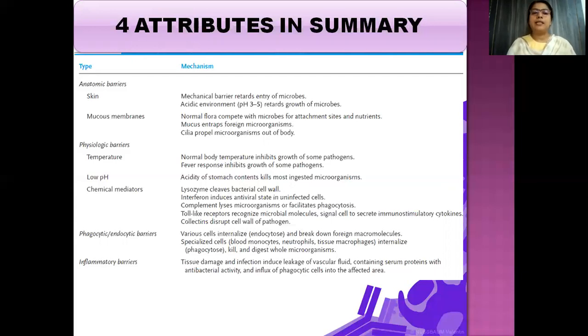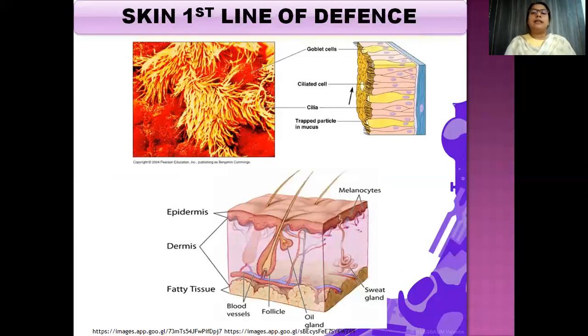Now moving to the anatomic barrier, also known as the physical barrier. Skin, the first line of defense. Now we will discuss skin. Here you can see the image of skin.